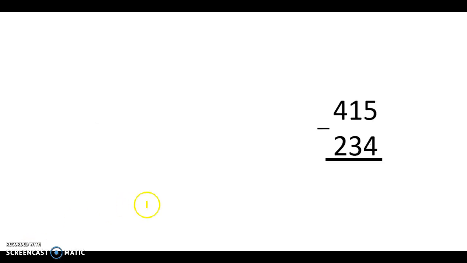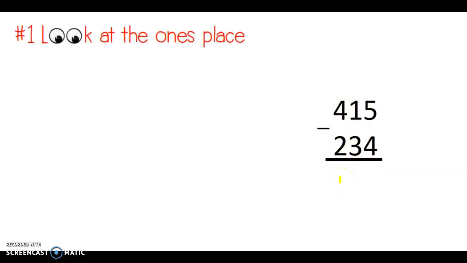All right, now I'm going to do another 3-digit number minus a 3-digit number. We have 415 minus 234. So I'm first going to line my number up vertically and aligned with their place values. The ones are lined up with the ones, tens are lined up with the tens, hundreds are lined up with the hundreds. So as usual, the first thing I do is I'm going to look at my ones place.